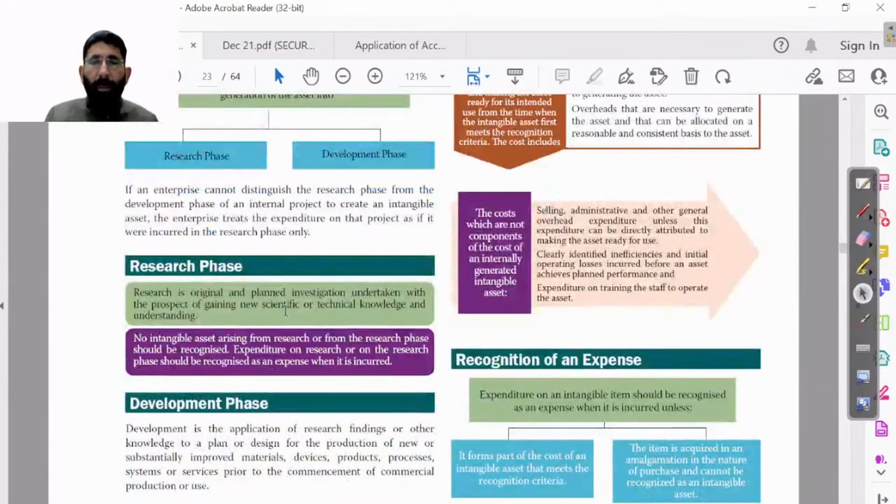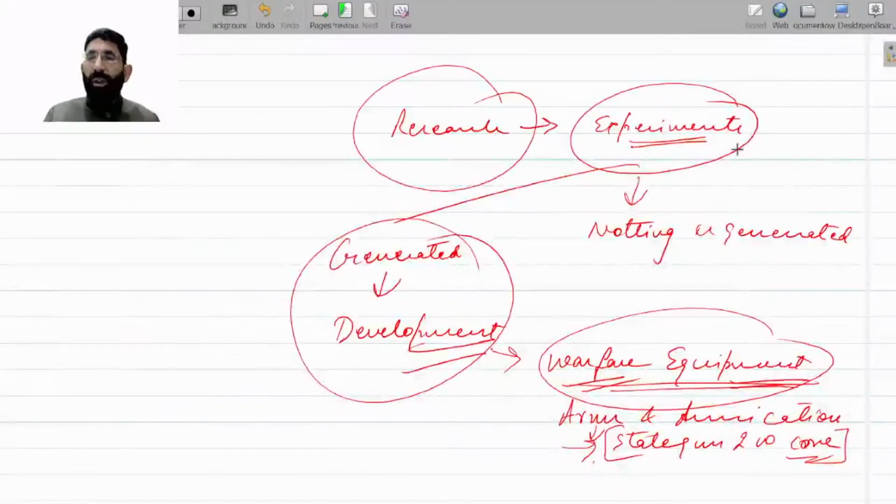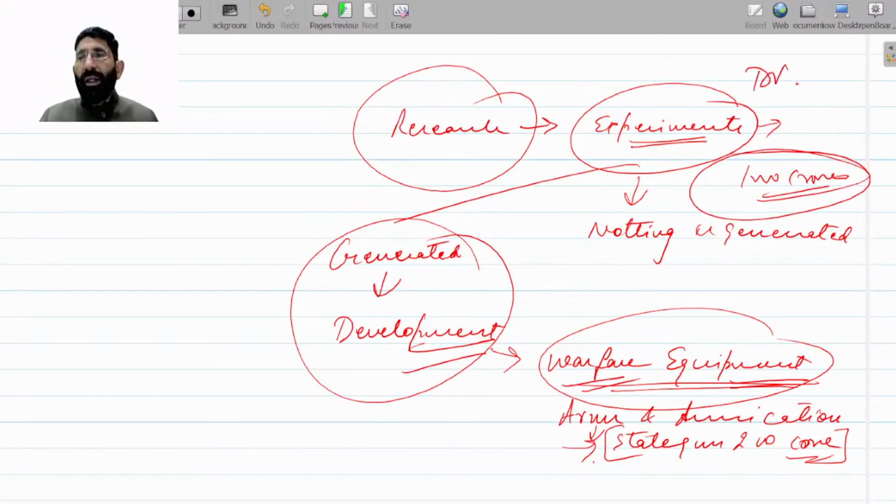Research is original and planned investigation undertaken with the prospect of gaining new scientific or technical knowledge and understanding. No intangible asset arising from research or from the research phase should be recognized. We can't recognize it. Expenditure on research or on the research phase should be recognized as an expense when it is incurred. So whatever expenses have been incurred during the research phase, like for experiments, we have incurred 1,000 crores. Whatever expenses are incurred, that will be debited to the P&L account.